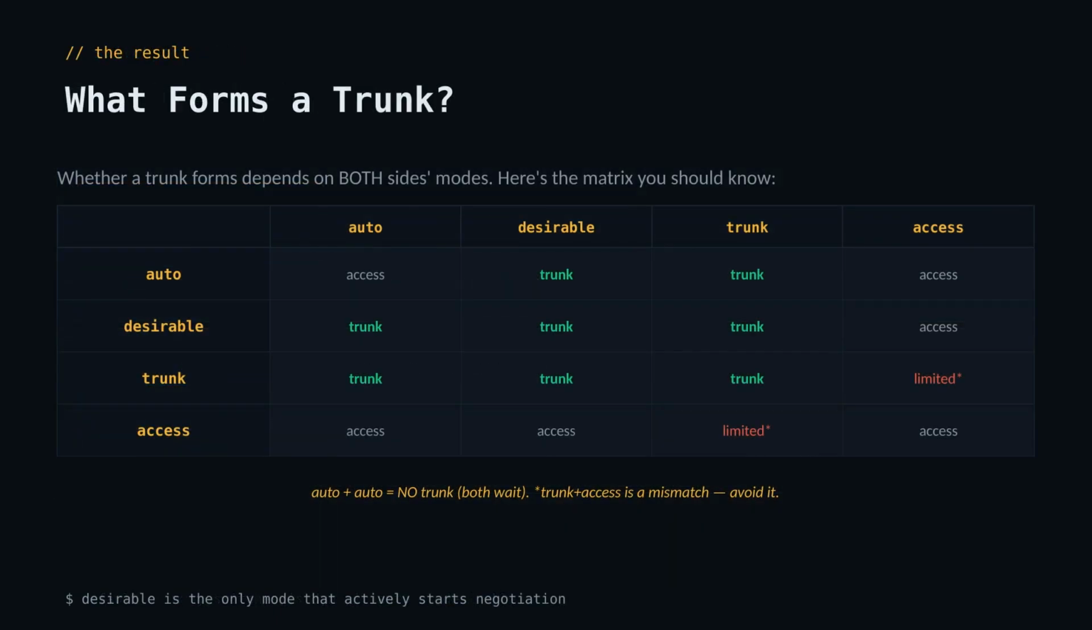Now, whether a trunk actually forms depends on both sides talking. So here's the matrix worth memorizing. Two autos sit there staring at each other, and you get an access port because nobody initiates. Desirable on either side will pull a trunk up against anything except hard-coded access. And watch that diagonal. Trunk on one end with access on the other is a mismatch, the dreaded limited state. The rule of thumb, Desirable is the only mode that actively kicks off negotiation.